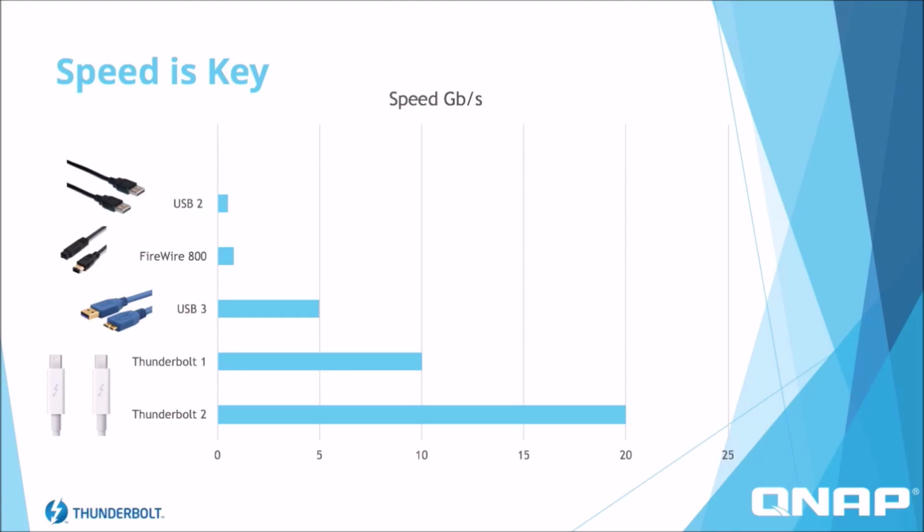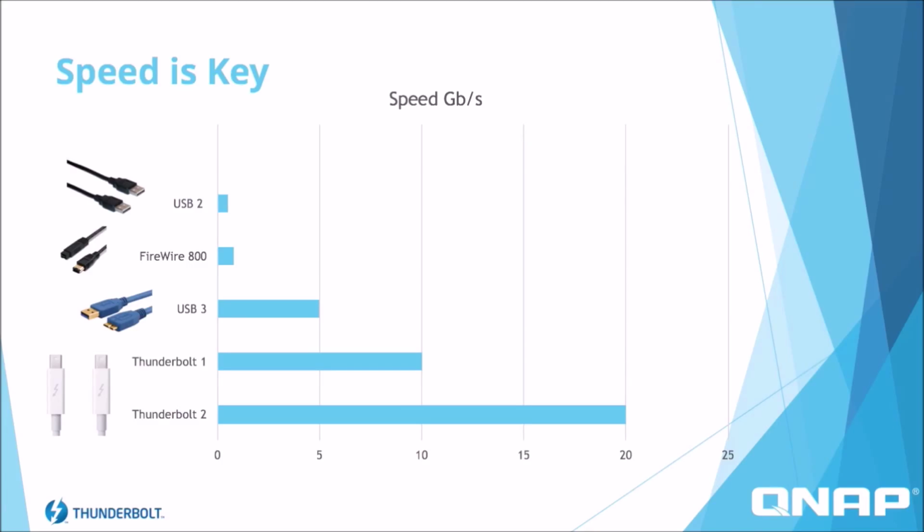FireWire 800, as some of us still use and recall using, is twice as fast as USB 2, but still doesn't get us there. It's frustrating, especially when you're utilizing large files, having to wait for our files to transfer. USB 3 came out a few years ago. A lot faster than FireWire, however, it still has limitations. Thunderbolt 1, and this is at 10 gigs, so it's pretty fast, but it's not as fast as Thunderbolt 2. And as you can see here, it's double the speed of Thunderbolt 1.